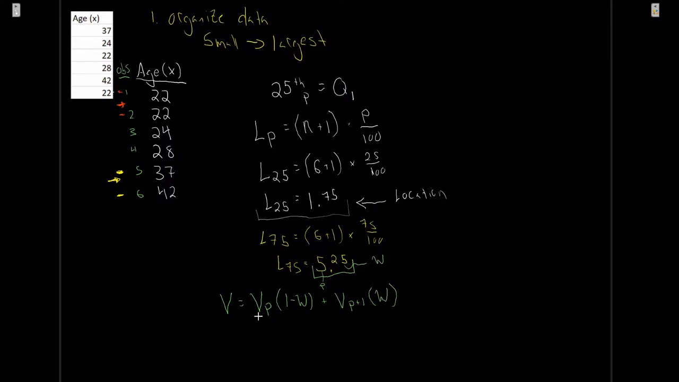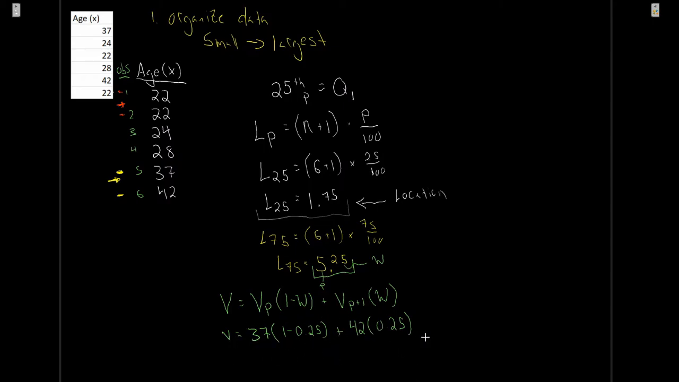So if I wanted to work out what my actual value was, I would ask what is the value of my fifth observation, p equals 5. That's 37. So I'd have 37 there, times 1 minus my weight. My weight is going to be this 0.25, so 1 minus 0.25, plus the value of p plus 1. That's the value of my sixth observation, which is 42. And then again, times my weight. So not 1 minus the weight, just times my weight in this case. Okay, so now we have our formula.